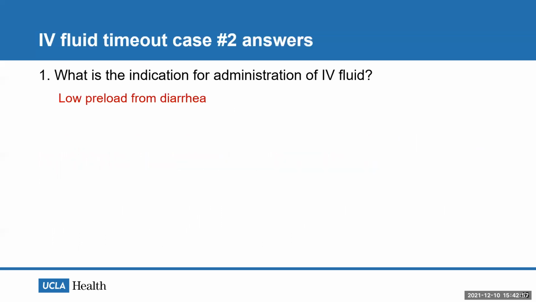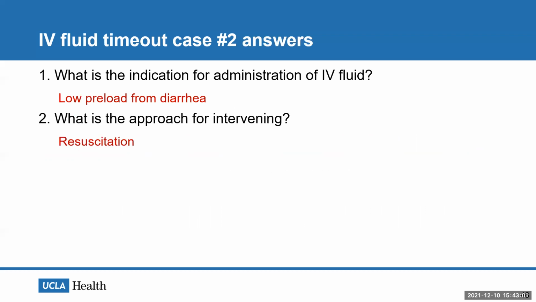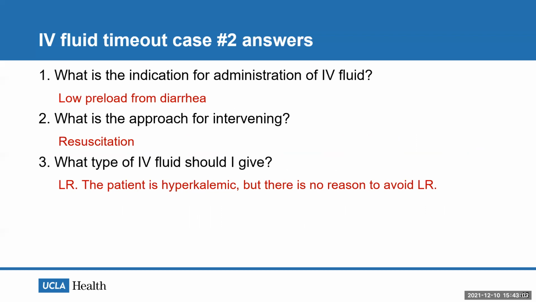So the indication here is low preload from diarrhea. So if you're in a low preload situation, you have to resuscitate. You can still give LR here. The patient's hyperkalemic, but there's no reason to avoid LR.